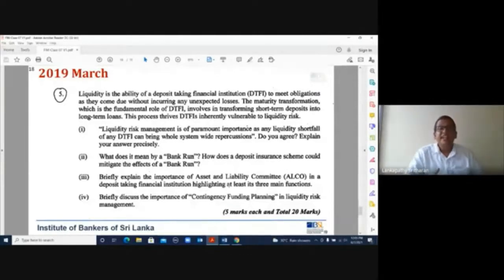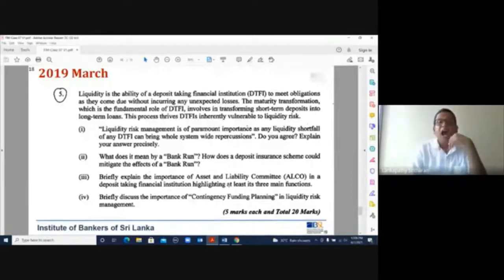So the first question is: liquidity risk management is of paramount importance, as any liquidity shortfall of a deposit-taking financial institution can bring system-wide repercussions. Do you agree? Explain your answer precisely.